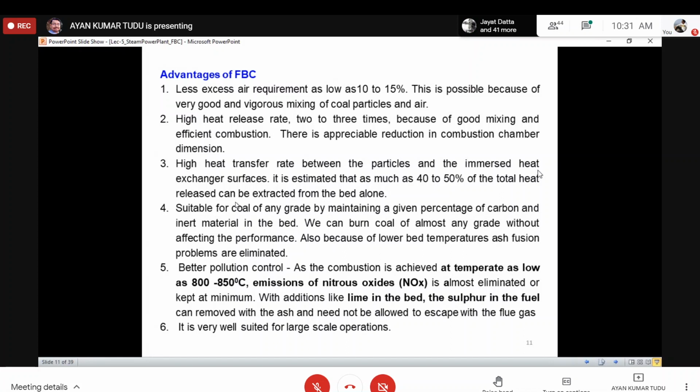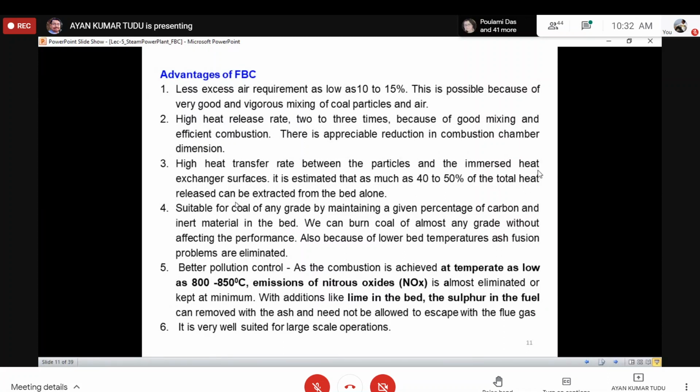Since there is a high heat transfer rate between the particles and the immersed heat exchanger surfaces, it is estimated that as much as 40 to 50% of the total heat released can be extracted from the bed alone. It is suitable for any type of coal, meaning coal of any grade, by maintaining a given percentage of carbon and inert material in the bed. So we can burn coal of almost any grade without affecting the performance. Also, because of lower bed temperatures, ash fusion problems are eliminated.